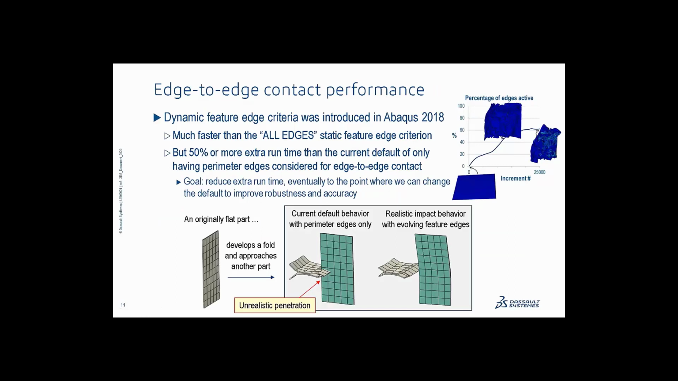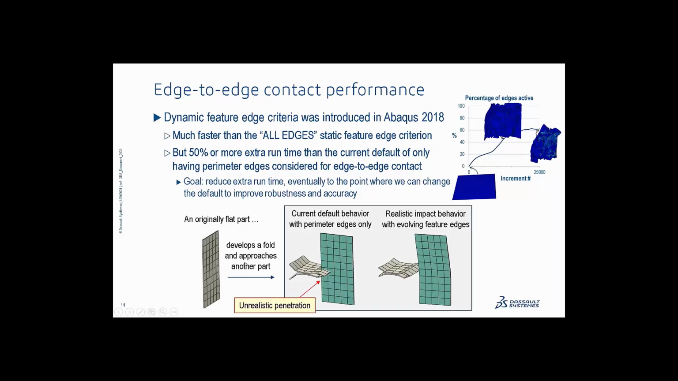Another area of improvement is the edge-to-edge contact performance. As you might recall, we introduced the so-called dynamic feature edge criteria in Abaqus 2018, which was much faster than enabling all edges in the model, but still considerably more expensive computationally than the default of only considering the perimeter edges. And just to make this a little more concrete, here's an example of the default of perimeter edges, which in this case would just be the outside boundary of this little rectangle piece here. That would be the default.